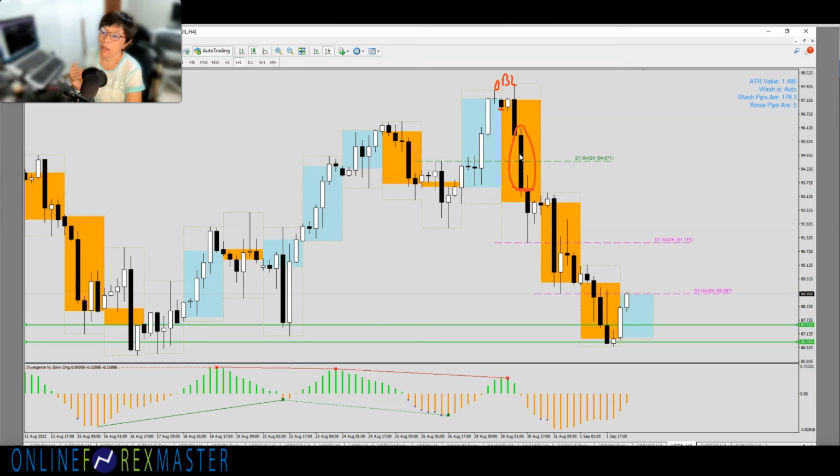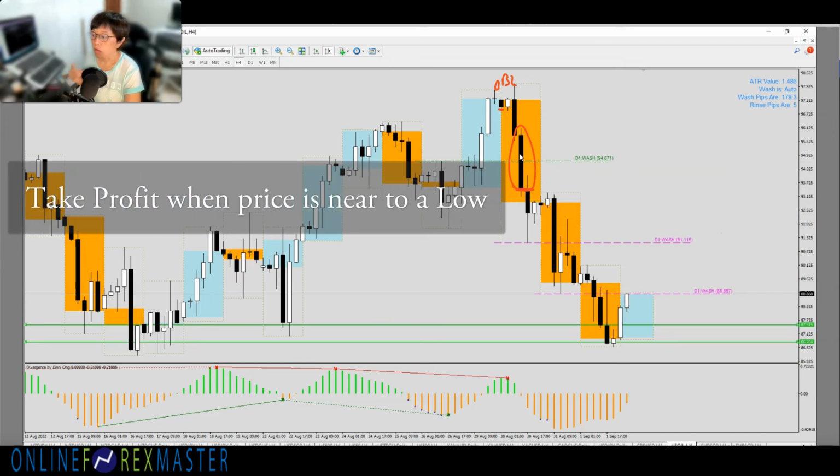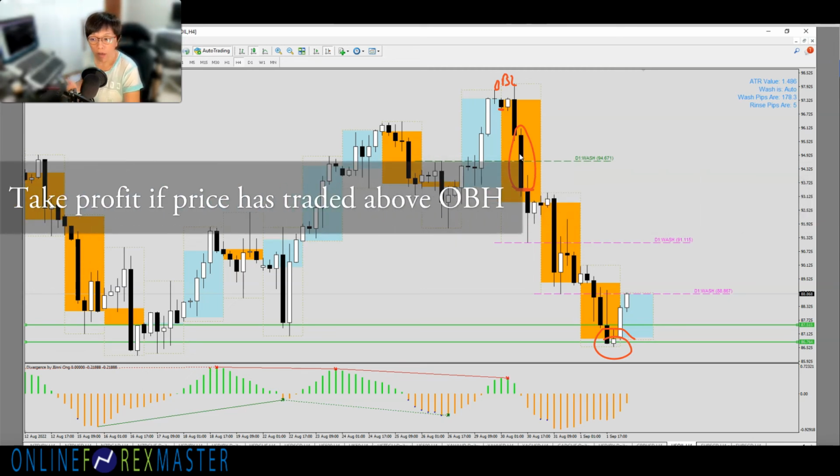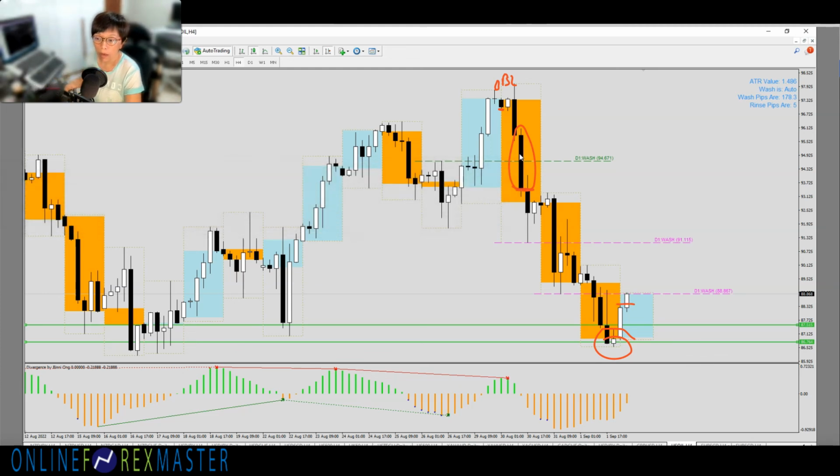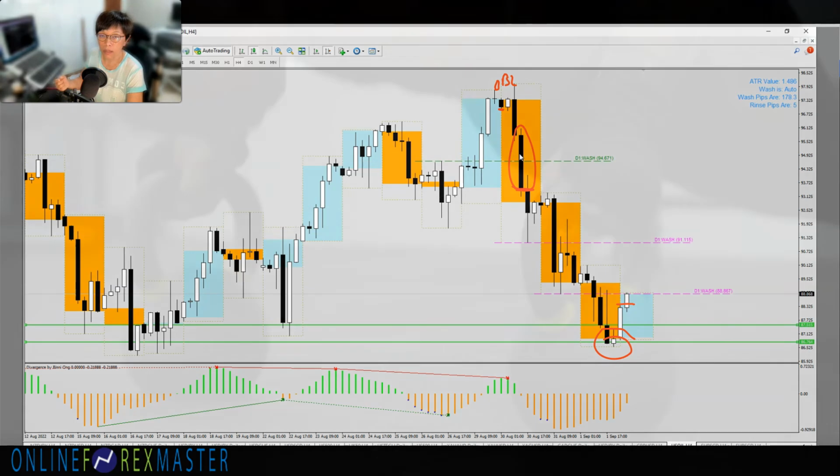And then where do you take profit? You take profit when it's near a low. So we know that right now it is near a low, and what happened? You take profit when price is also showing a close above the opening bar high. So you do it the opposite way. That's a very nice execution of the trade.